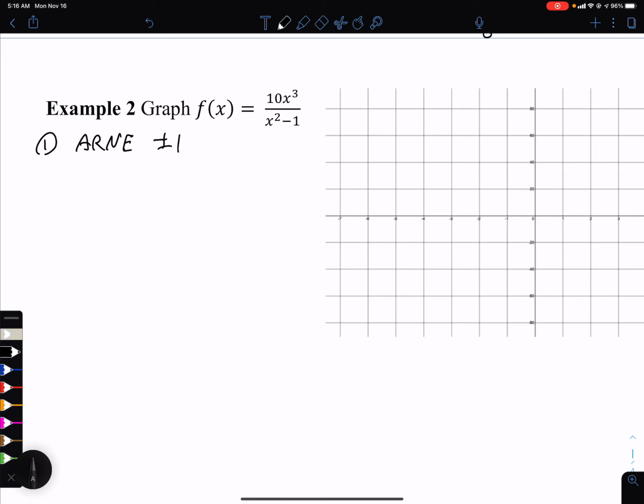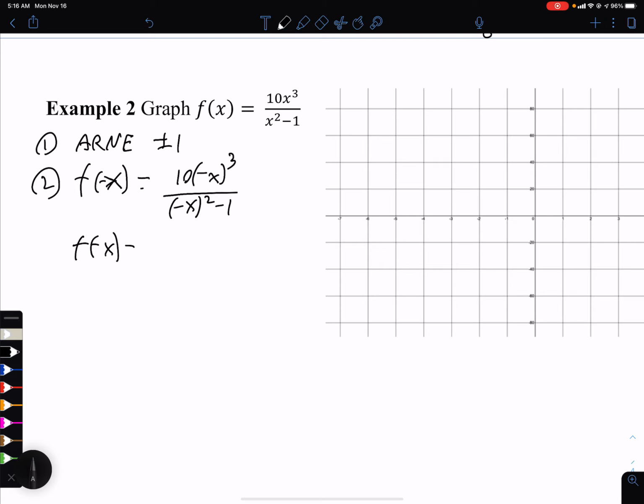So step number 2, we need the symmetry. And so we're going to put minus x in for x, a negative, and we'll get 10 times minus x cubed over minus x squared minus 1. And what will that equal? Wow, that was pretty bad. F of opposite of x will be negative 10x cubed. Now, when we square the negative here, it becomes a positive. So it's x squared minus 1, which is negative 10x cubed over x squared minus 1.